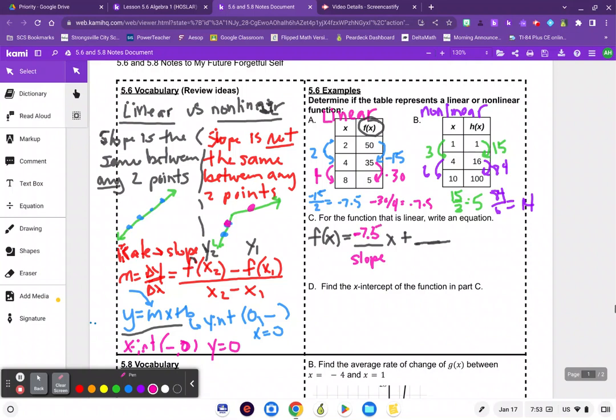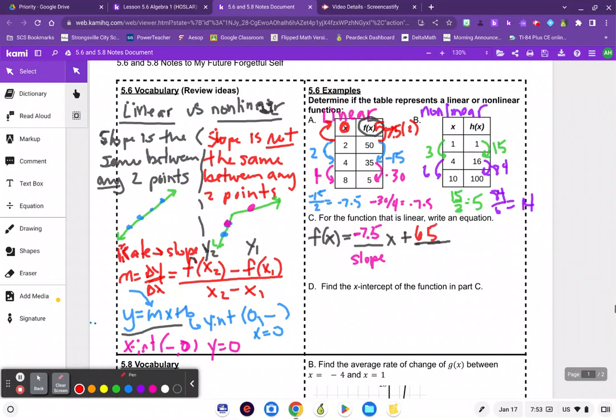Now I need my y-intercept. So this is where I have to work backwards, right? I have to go backwards till I get an x value of 0. So I have to go backwards 2 spots. And if I'm going backwards 2 spots, I need to go backwards, so add 7.5. I'm going to add 7.5 twice. So I'm going to add 15. 50 plus 15 is 65.